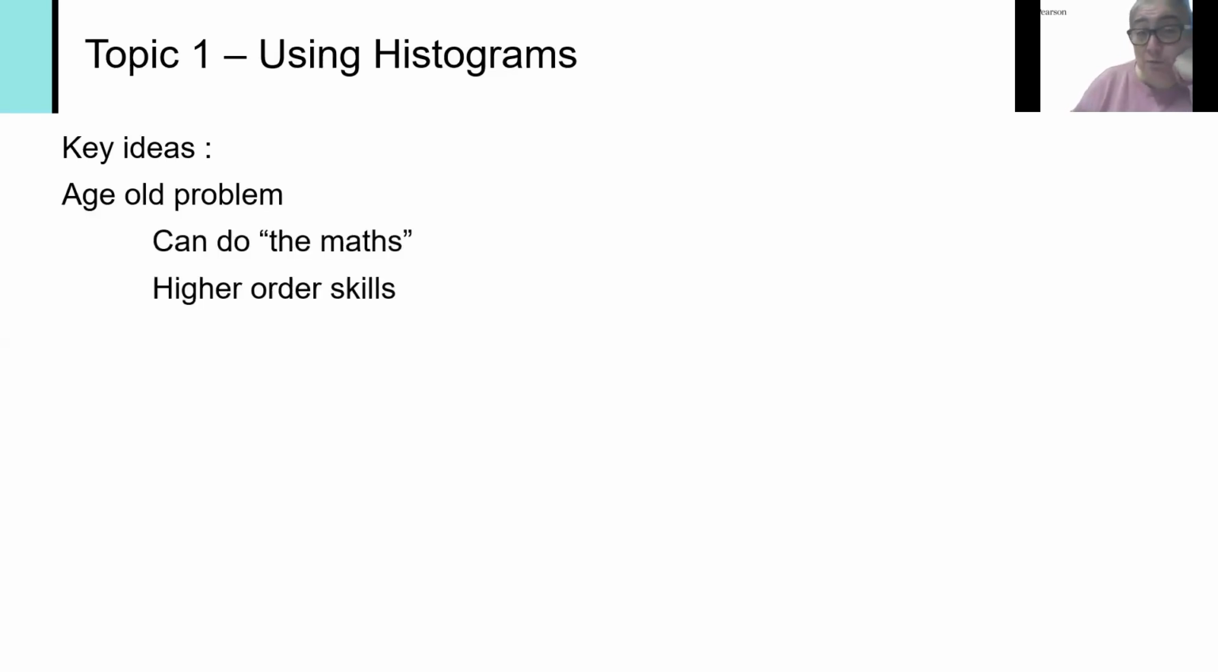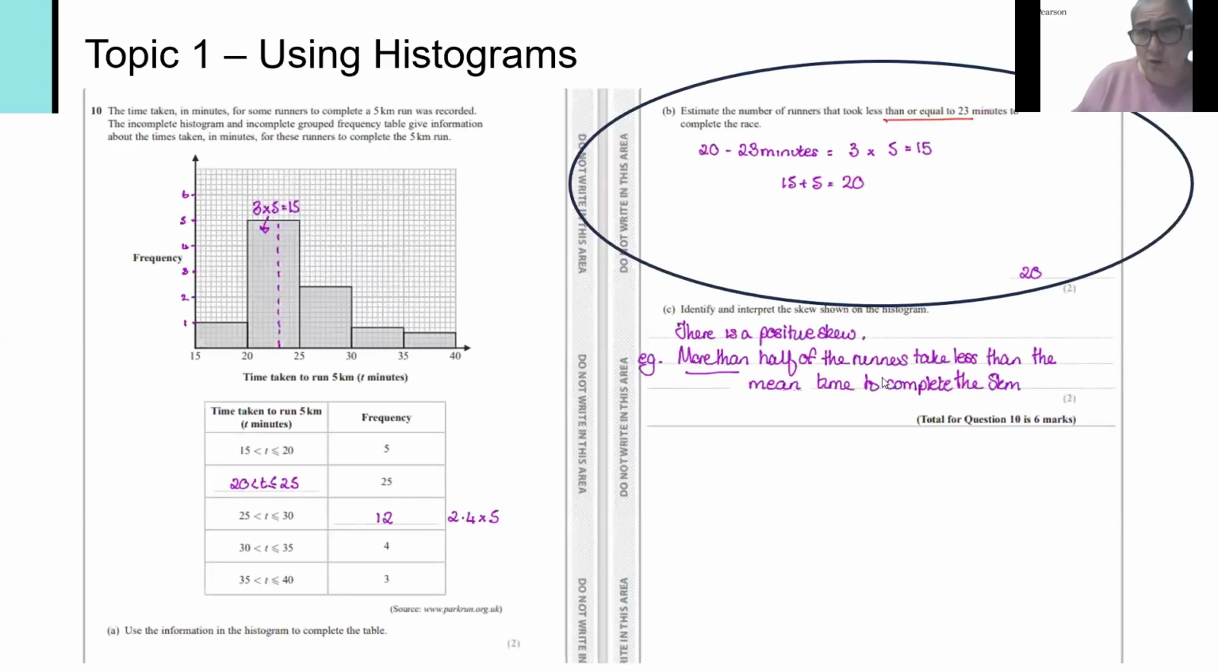It is that age-old problem. They can do the maths. It's those higher order skills. It's the interpreting. It's the finding the median from, or finding how many above a certain, where they have to split a bar. But, and the question particularly, so part B there was to do with where they had to split the bar. Wasn't well answered, particularly, and in terms of foundation and higher.